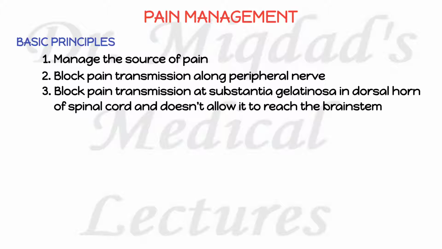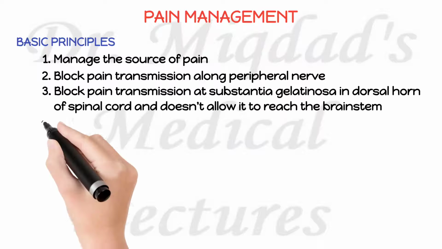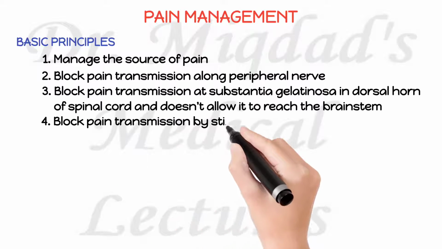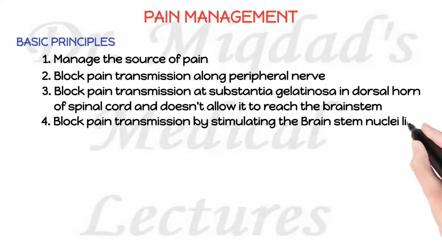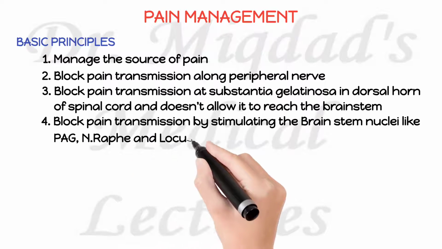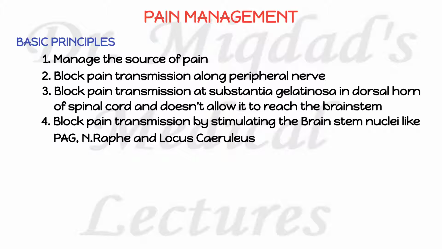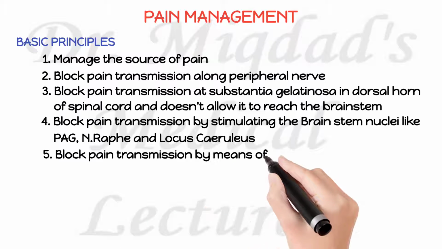Then fourth principle is that suppose we failed to block the pain transmission at the substantia gelatinosa in the spinal cord and it progresses and reaches the brainstem, then we can use strategies to stimulate brainstem nuclei like the periaqueductal gray matter PAG, nucleus raphe magnus and locus ceruleus, which in turn send their axons down to the spinal cord, where they can block the pain impulses at the substantia gelatinosa by means of the descending pain suppression system. This mechanism also we have discussed in detail in the previous lecture. Then last, fifth principle is to block the pain transmission by means of central analgesia, which requires utilizing higher cortical areas.